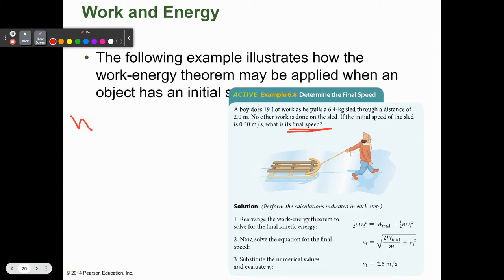So what we're going to do, and what is probably going to be better for you to get in the habit of doing, is rearranging this equation before you put numbers in. So let's just practice the algebra with that.